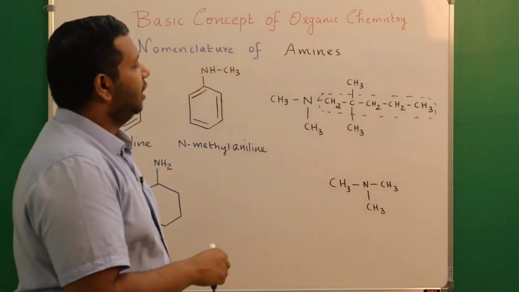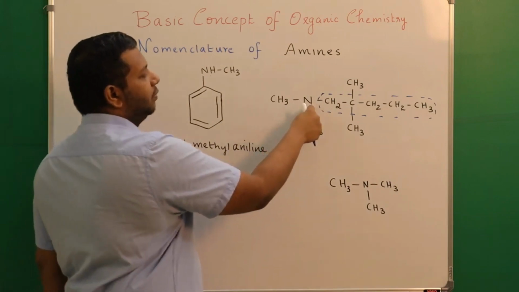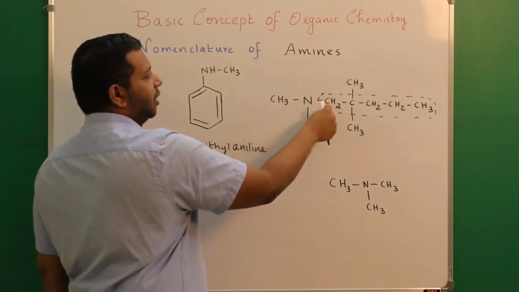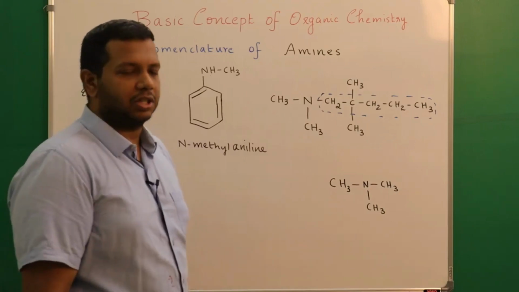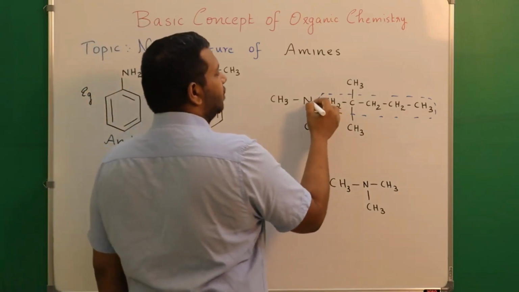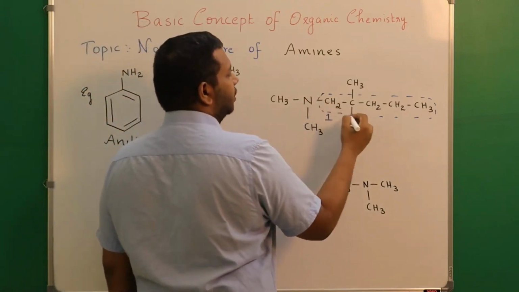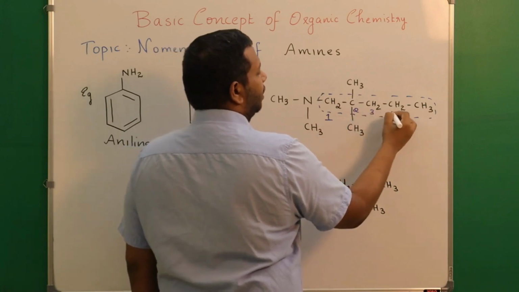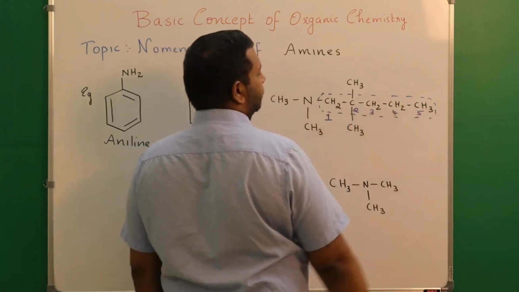And I have tried to include the amino group which is connected to some carbon atom. That carbon atom is also part of my parent carbon chain. Now if I am numbering, I should give this the lowest possible number. So 1, 2, 3, 4, 5. Correct?